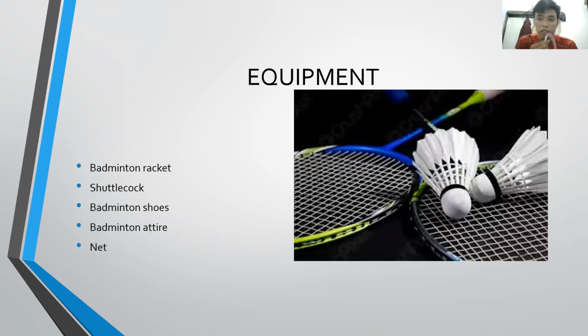Now let's talk about equipment. In here, we got a badminton racket, shuttlecock, badminton shoes, attire, net, court, etc. It's so many equipment that you can use when you need that, of course.